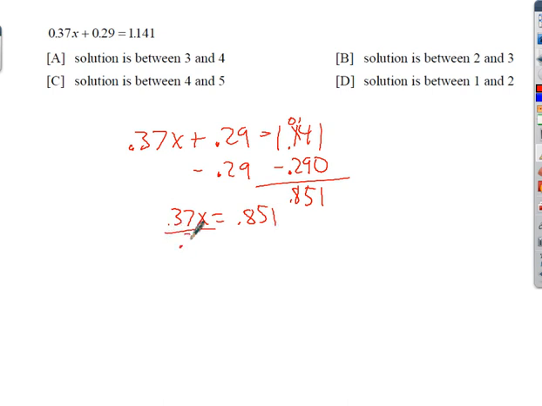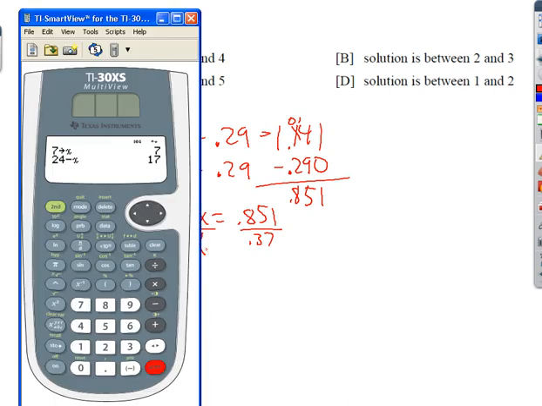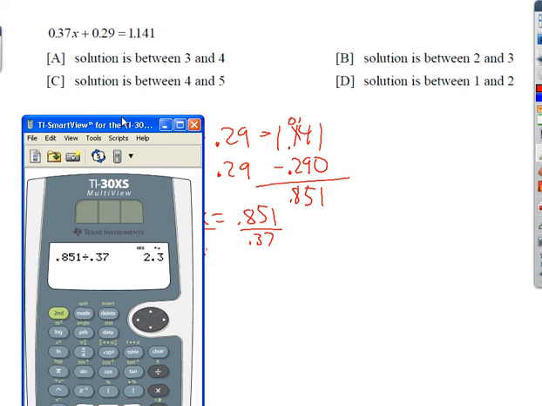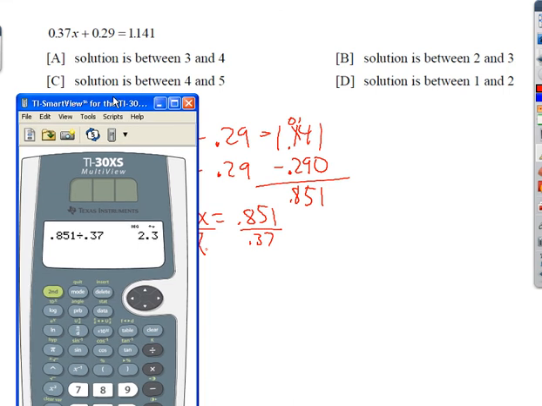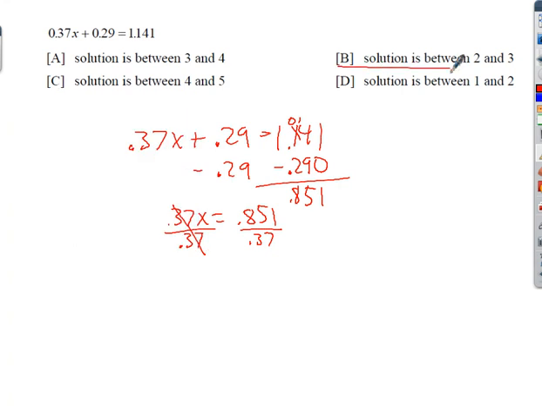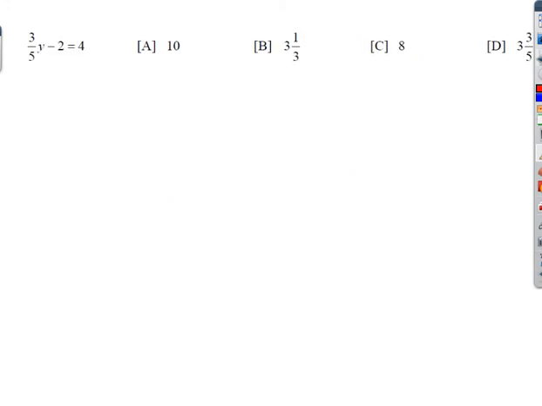Now I'm going to divide by 0.37, divide by 0.37, and you know what? I'm going to grab my calculator at this point and clear that. 0.851 divided by 0.37. Enter, 2.3. They gave me some ranges to work with, and 2.3 is obviously between 2 and 3. Alright, so there's my solution. And alright, let's go on to the next one. So decimals, a little bit annoying.